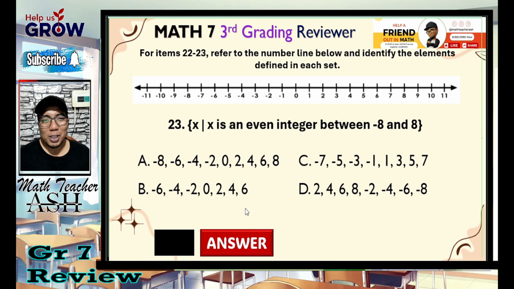The set of numbers such that x is an even integer between negative 8 and positive 8. Is it A, negative 8, negative 6, negative 4, negative 2, 0, 2, 4, 6, 8? B, negative 6, negative 4, negative 2, 0, 2, 4, 6. C, negative 7, negative 5, negative 3, negative 1, 1, 3, 5, 7. And letter D, 2, 4, 6, 8, negative 2, negative 4, negative 6, and negative 8. I'll give you 5 seconds to think about your answer.